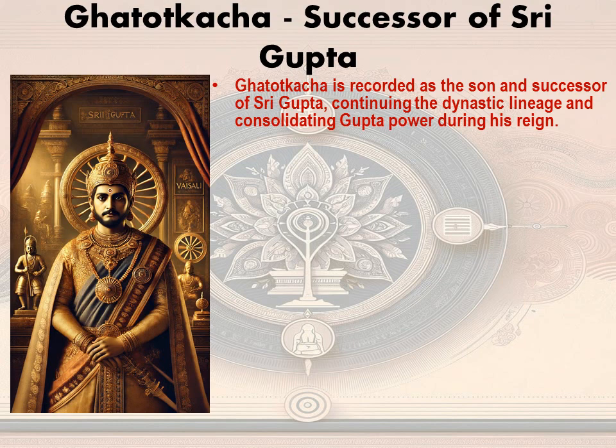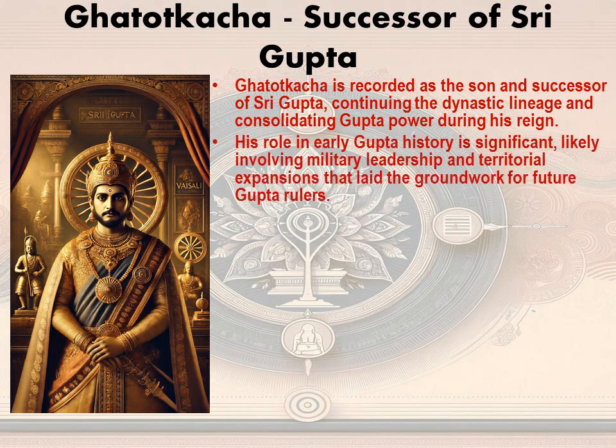Ghatotkacha is recorded as the son and successor of Sri Gupta, continuing the dynastic lineage and consolidating Gupta power during his reign. So he continued the dynastic lineage of the Guptas, and he has been recorded in every source as the son and successor of Sri Gupta, and thus he consolidated Gupta power during his administration.